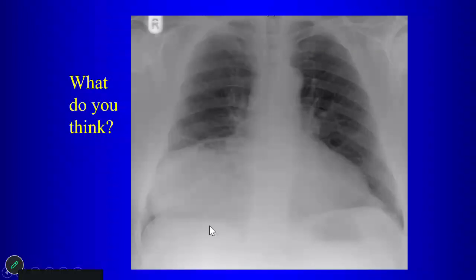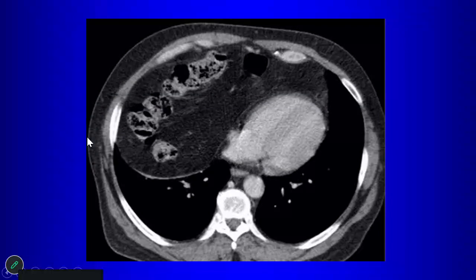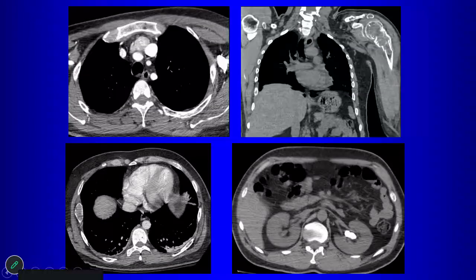Okay. Here's a large mass here. Looks like there's a little bit of air in it, right? What do you think that turns out to be? Yeah, that's a Morgagni hernia. So there's colon extending into that mass. Okay, there's another patient, anterior mediastinal mass. There are some other findings here. What are the other findings?